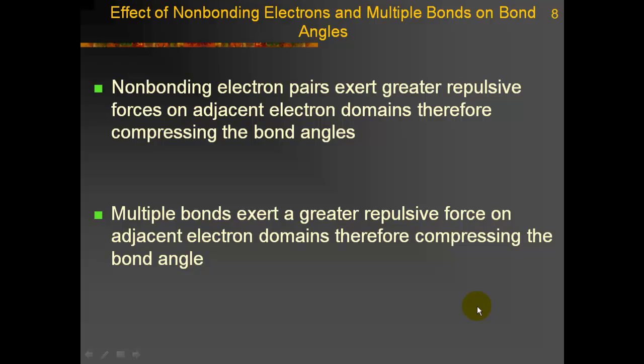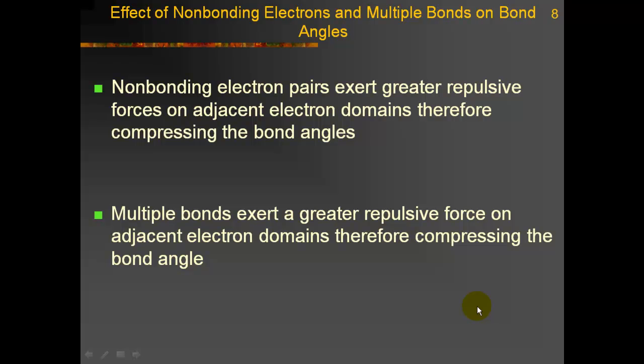There's a few effects that the non-bonding electrons and multiple bonds will have on bond angles. Non-bonding electron pairs will exert a greater repulsive force on any adjacent electron domains, therefore compressing the bond angles. So that's what happens with water. Those two lone pairs push down on the hydrogen bonds and bring them closer to one another. Multiple bonds kind of do the same thing. They'll exert a greater repulsive force on adjacent electron domains, compressing the bond angle.